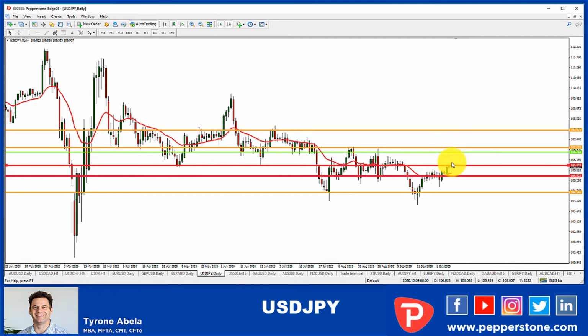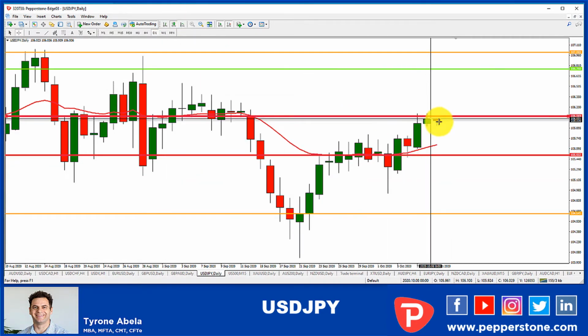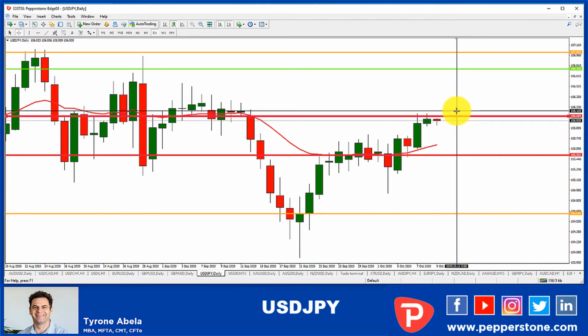So we need to see a break above the 106, and it's got to be on a daily chart as well, so you can't be even on a smaller time frame. We must see a daily candle close above the 106, and probably a 106.10 would be sufficient. And then we could probably make a case for it to go longer into the 107s.